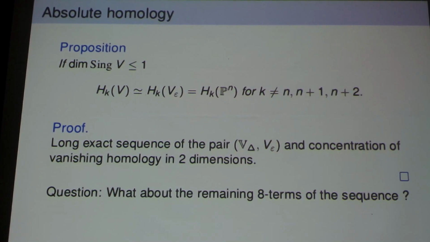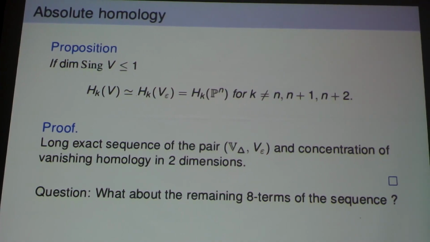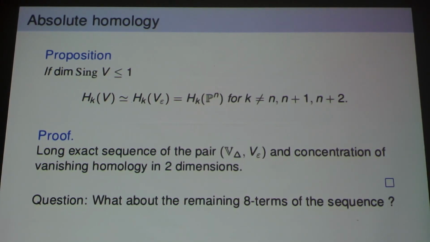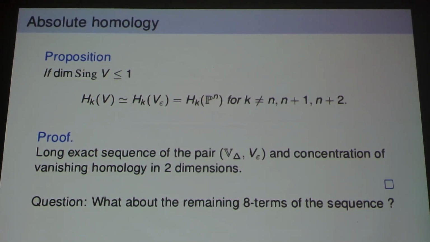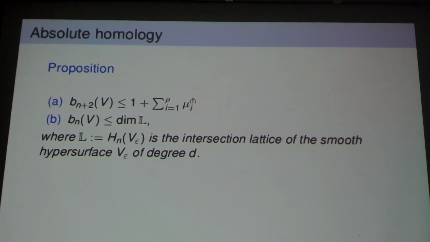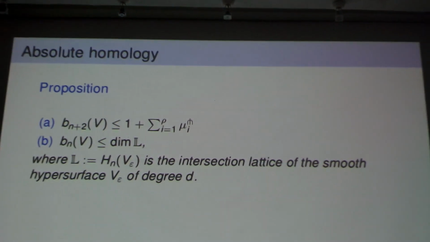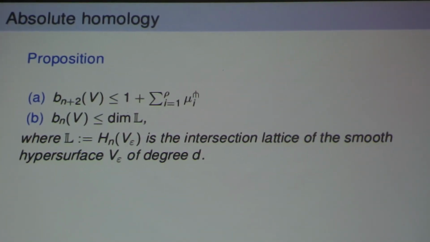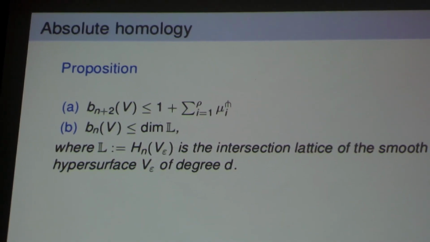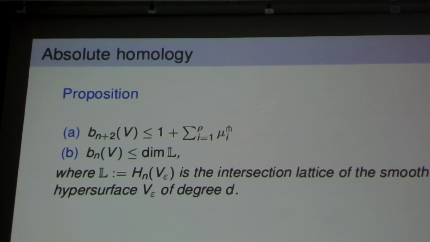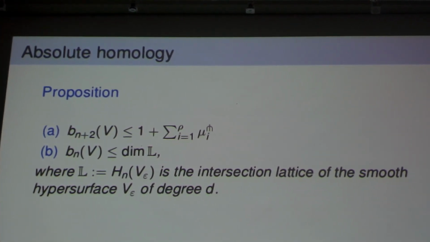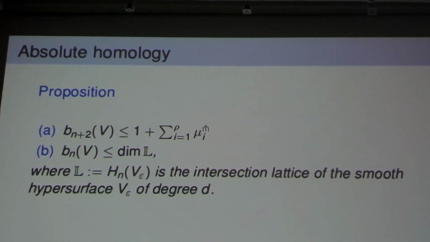But in this case, there is not a five-term sequence remaining, but an eight-term sequence. And the eight is too long to write down. Just write down some corollaries of that. The first corollary I got from the sequence is that there is the same kind of bound for the absolute homology, more or less, as we had for the vanishing homology. The difference is only one. And then B_n of phi is smaller or equal than the dimension of the Milnor lattice of the smooth guy.